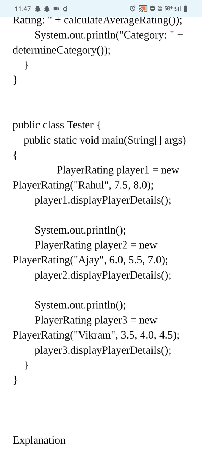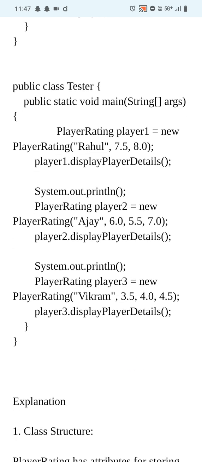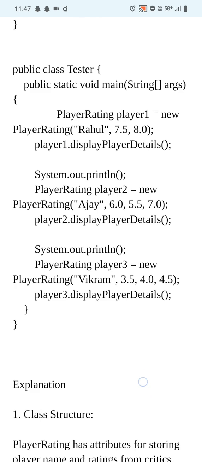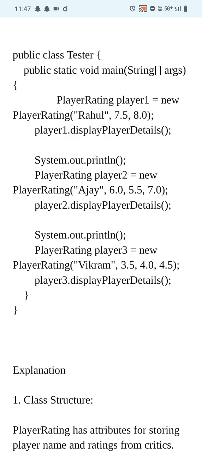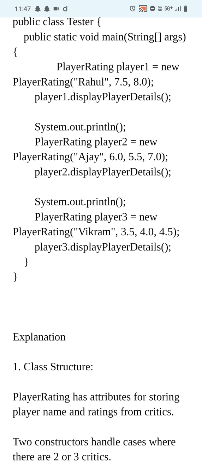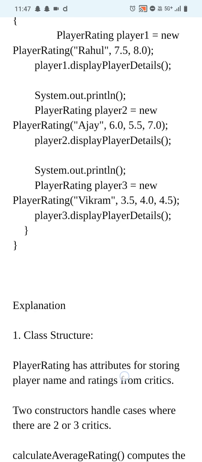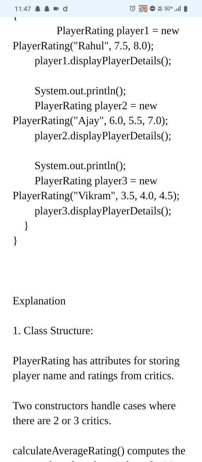To create a second object, player 2 is equal to new player rating Ajay 6.0 5.5 7.0. Player 2 dot display player details to print the result. To create the third object, player 3 is equal to new player rating Vikram 3.5, 4.0, 4.5, and player 3 dot display player details. Close the class, close the main function.